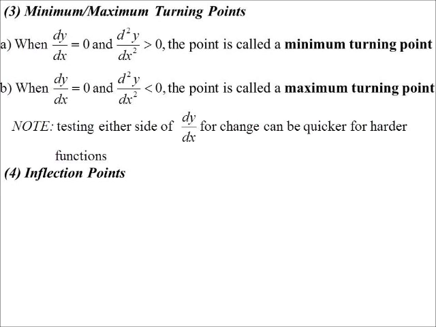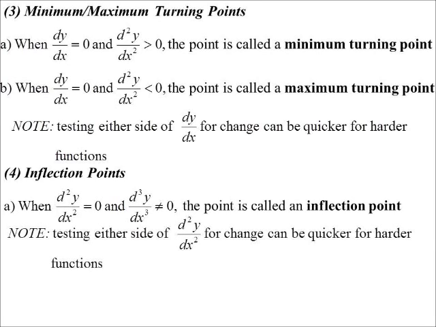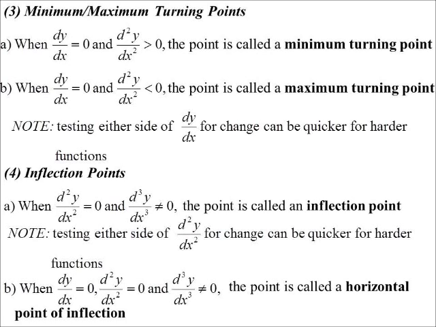Inflection points. Now we sort of go up a level. Now the second derivative is equal to 0. The quickest way of confirming it is using the third derivative: the third derivative is not equal to 0. But again, if you've got a difficult function to differentiate, you can test either side with the second derivative and see whether concavity is changing. And horizontal point of inflection.